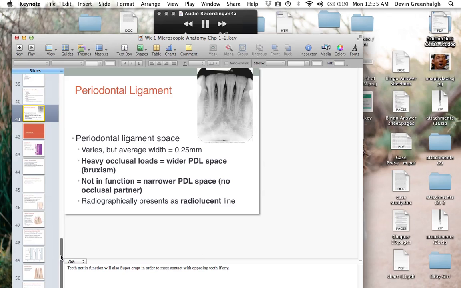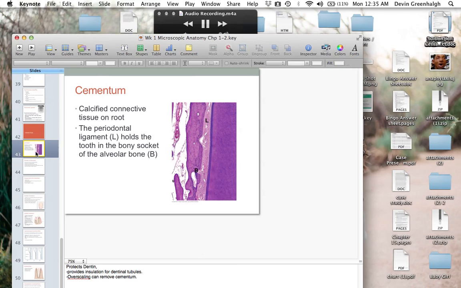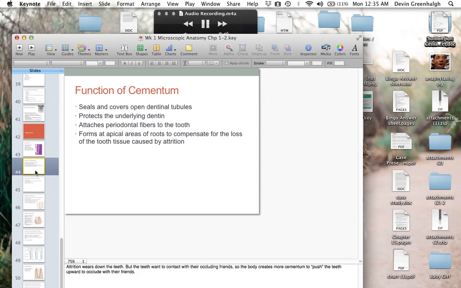Cementum. Cementum is calcified connective tissue on the root. The PDL holds the tooth in the bony socket of the alveolar bone. What does cementum do? Cementum seals and covers up dentinal tubules. It protects the dentin. It attaches fibers to the teeth. It forms at the apical roots of the teeth to compensate for the loss of tooth tissue caused by attrition.